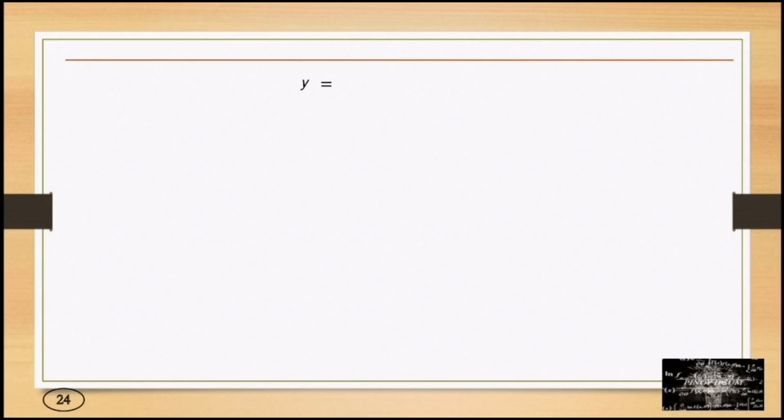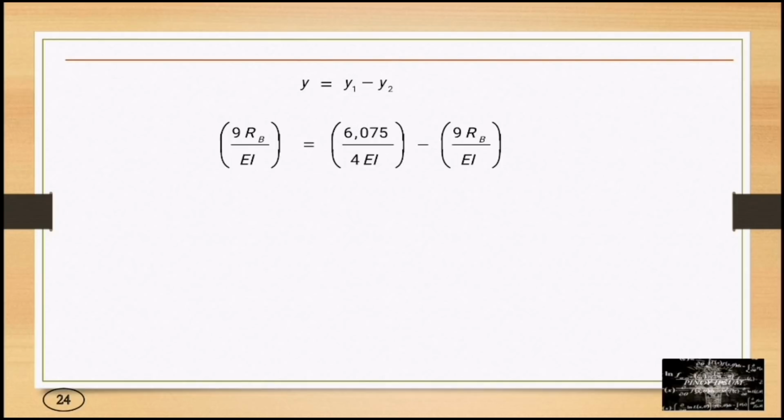So we have y. So balik tayo sa formula. So y is equal to y1 minus y2. So yung y is equal to 9 times RB over EI is equal to y1, 6,075 over 4 EI minus sa y2. So we have y2, 9 times RB over EI. So cancel out yung EI. So yung RB is equal to 84.375 kilonewtons.